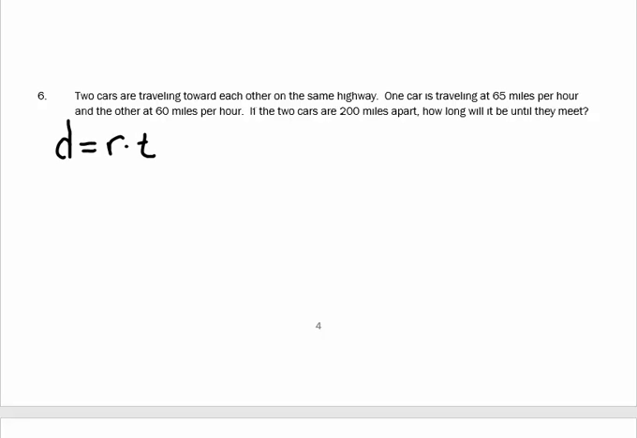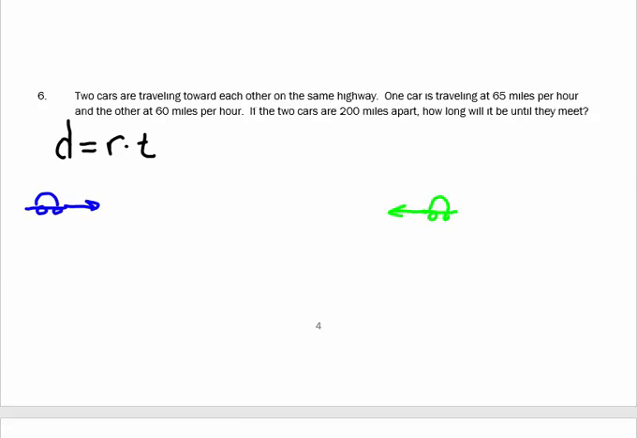So let's see what's happening here. Here's my beautiful car. Sorry, I am not an artist. And we have two cars on the same highway traveling towards each other. So we'll put another car over on this side. And they're traveling towards each other. So one car is going that direction and one car is going the other direction. And we're going to see how long will it take till they meet.